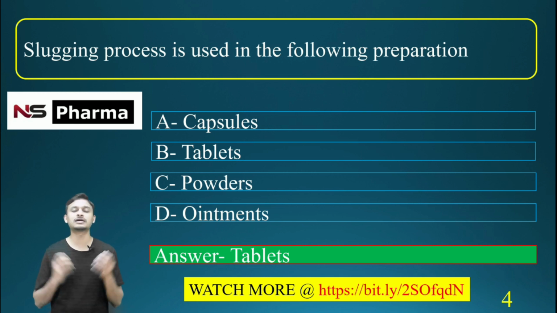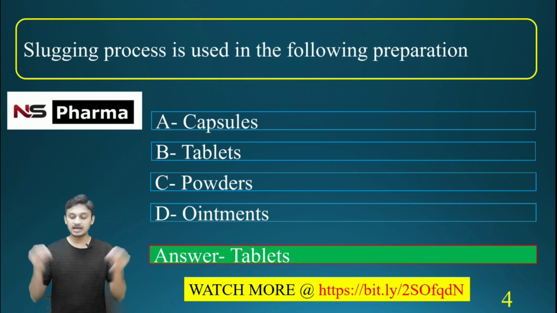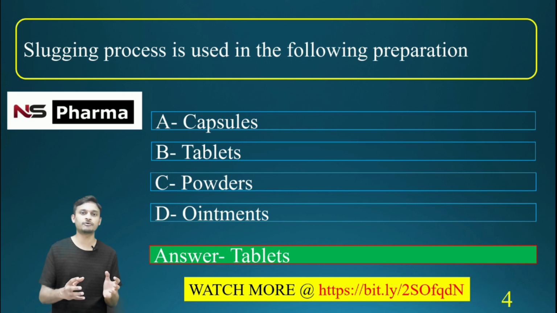What is the slugging process? Slugging process is a pre-compression method. It is a pre-compression of powders for the formation of large or extra large tablets. These tablets are called slugs. That is the slugging process. It is used in the preparation of tablets.